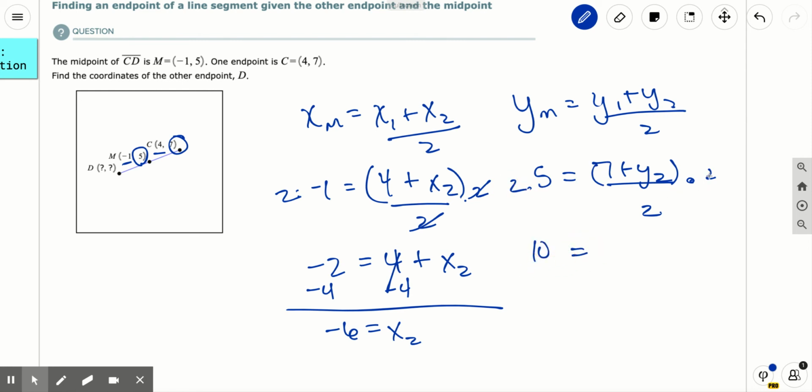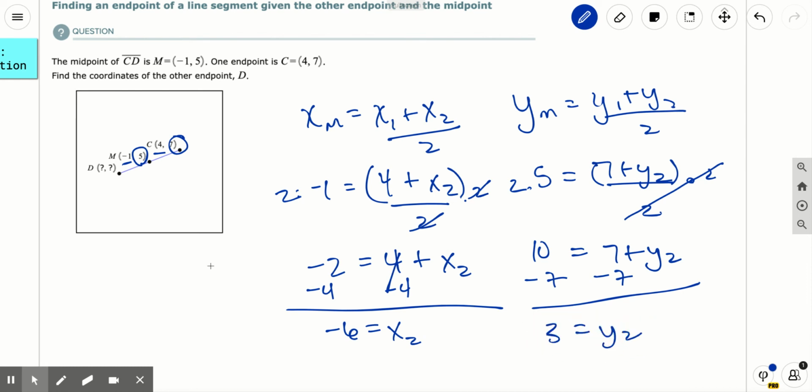10 equals, these cancel, 7 plus y2. Subtract 7. And you get, see how I put a line, guys? 3 equals y2. So the point is negative 6, 3.